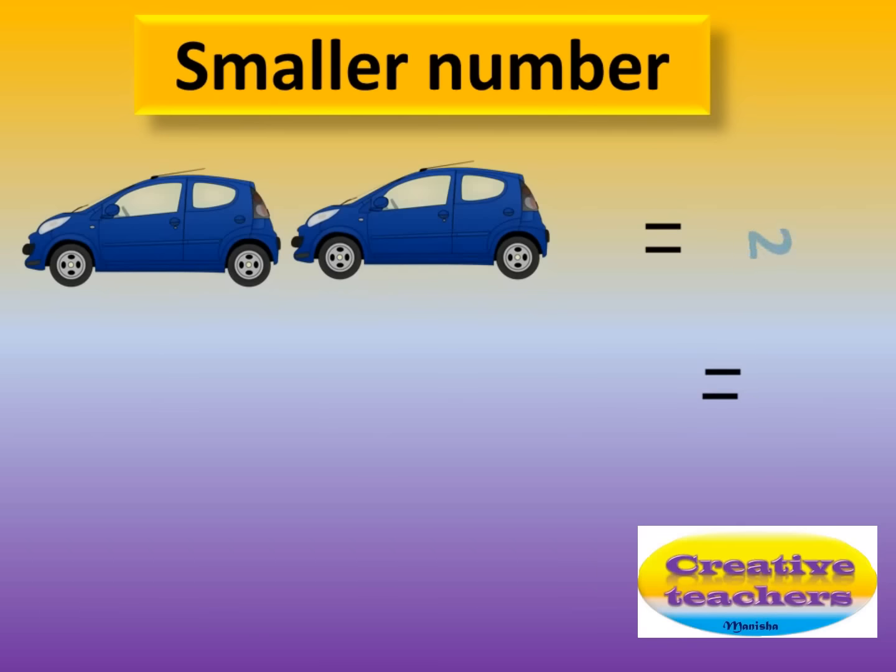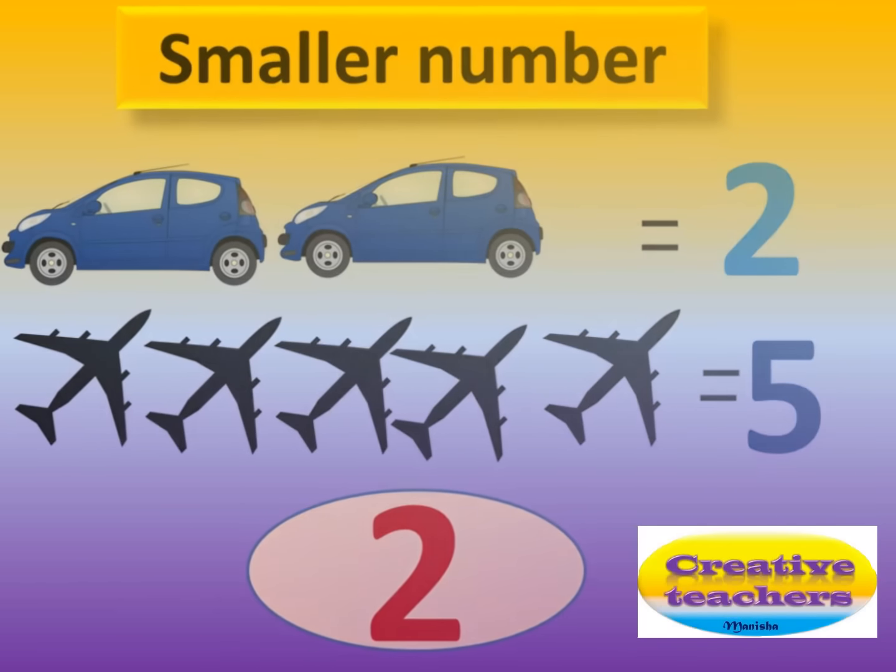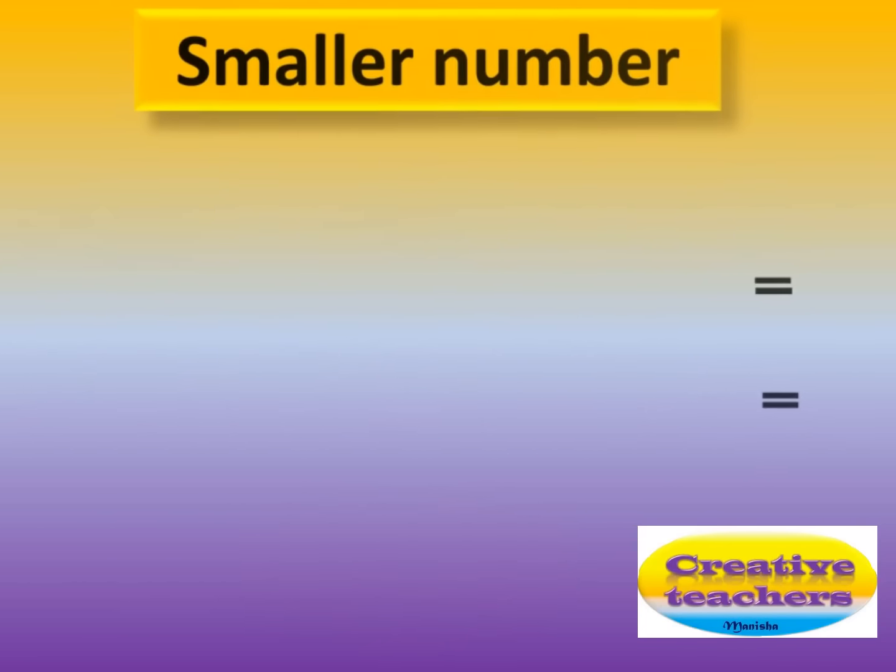How many cars are there? 2, correct. 2 cars. And how many aeroplanes are there? 5. Yes, then tell me which is the smaller number? 2, correct.